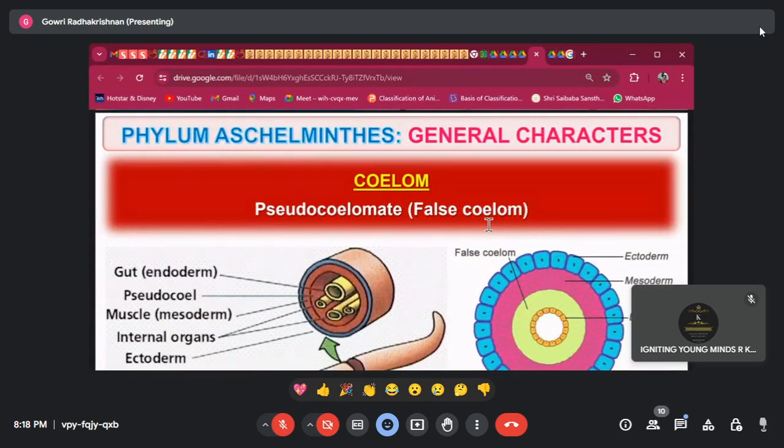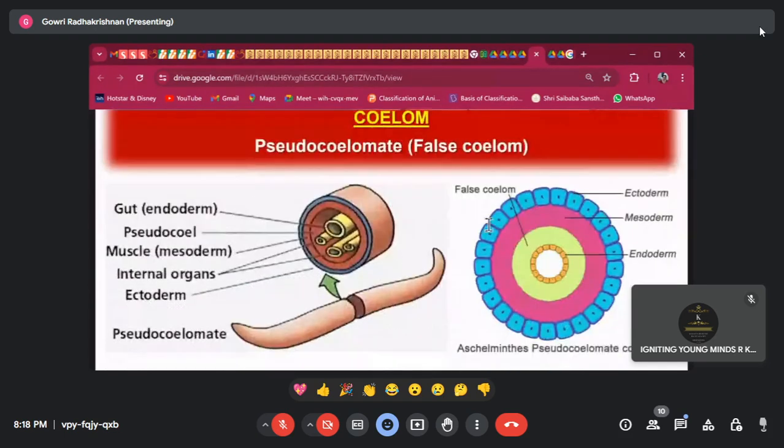Coelom, pseudocoelomate. That means they have something like a body cavity, but actually it is not a body cavity. It is not a coelomate. That's why it's called pseudocoelomate or false coelom. They have a gut, that is endoderm, and pseudocoel here, and muscle. It's lining this pseudocoel, and the internal organs inside. Ectoderm is the outer layer.